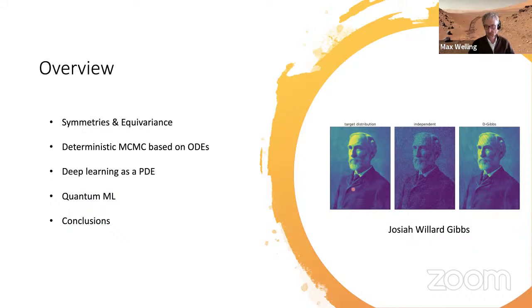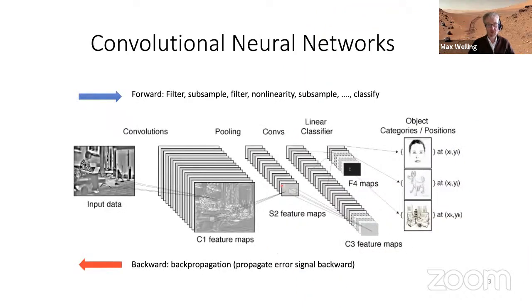So this is a teaser plot. This is Gibbs, Joshua Willard Gibbs, shown as a sort of probability image where light colors are high probability. And here we are sampling using an independent sampler. Every sample is completely independent. And then here is our dynamical Gibbs sampler, which is a deterministic ODE, which, as you can see, has very different properties, but samples actually very efficiently. More on that later.